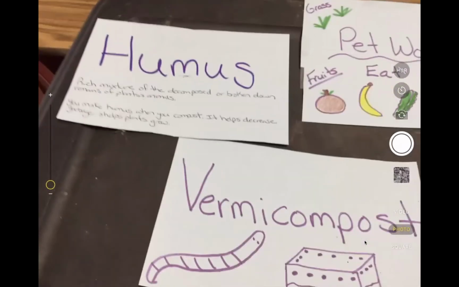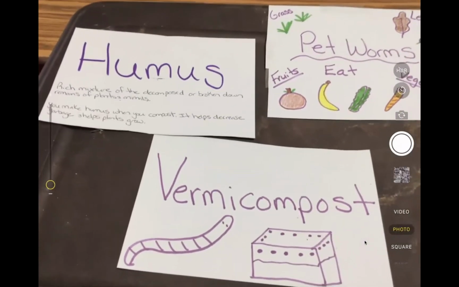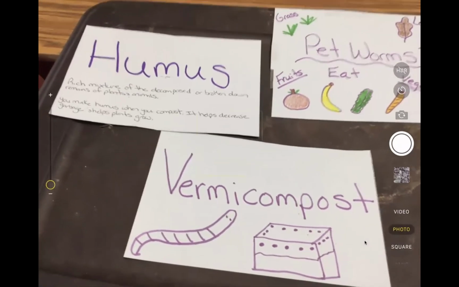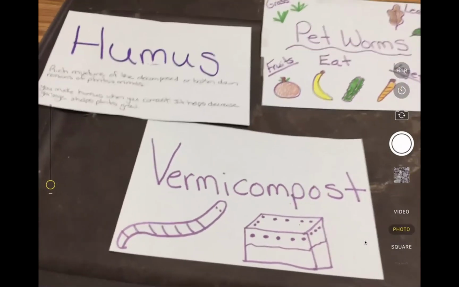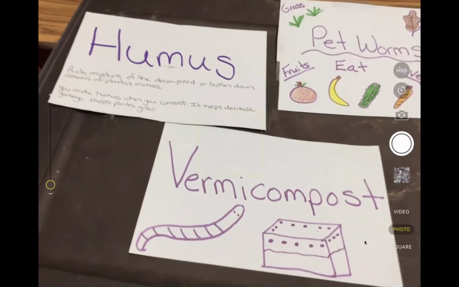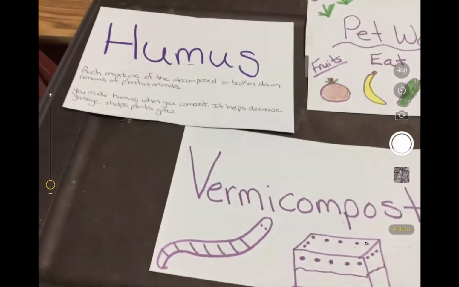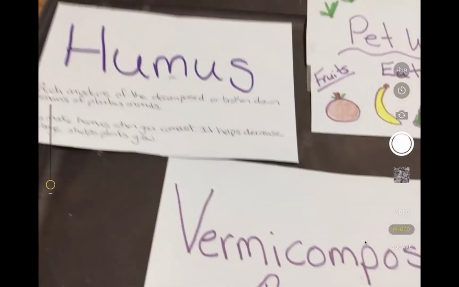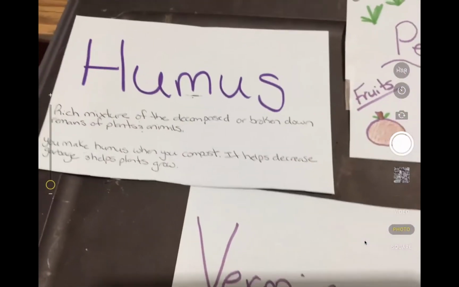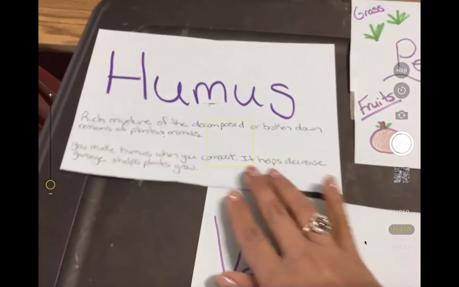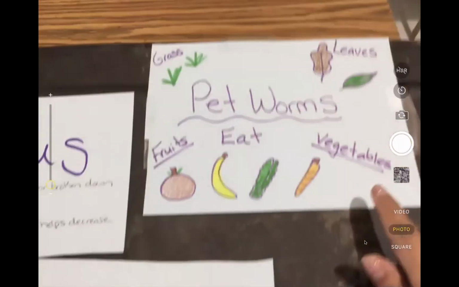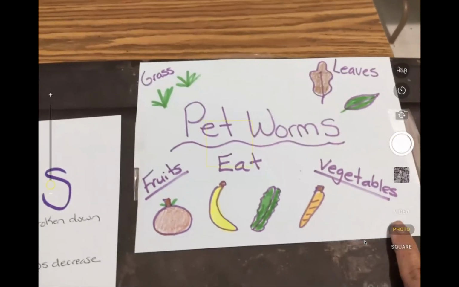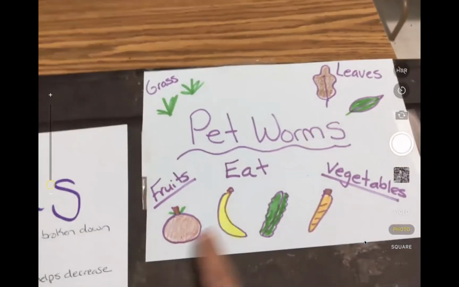And humus is just a rich mixture of decomposed or broken down remains of plants and animals. Now, because this is my personal compost bin that I use for class, I'm only putting broken down plant material. I'm not putting any dead animals because I have to touch it. But definitely outside, the humus could be made out of plant and animal remains. And again, because these are my pet worms, they're eating plant material, so grass, leaves, fruit, and veggies.